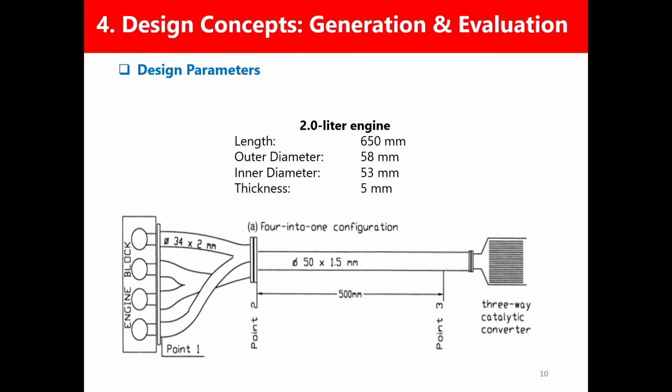Moving to design concepts, generation and evaluation, design parameters. In our project, we are focusing on a certain portion of the exhaust. That portion is shown in the figure, starting from point 2 till the catalyst. Our design parameters, such as engine size and exhaust length, are defined above the figure.